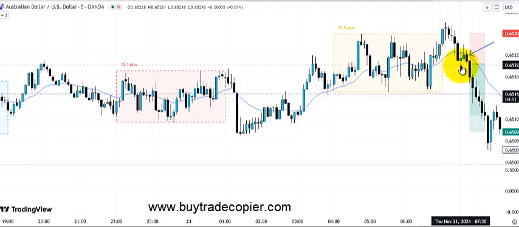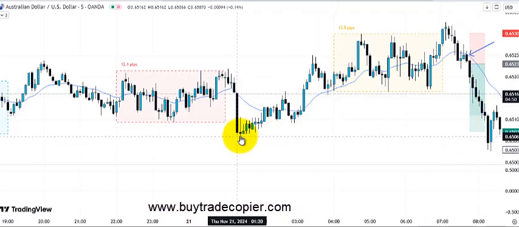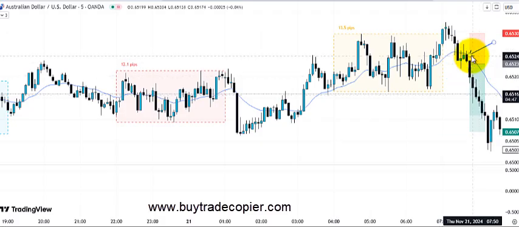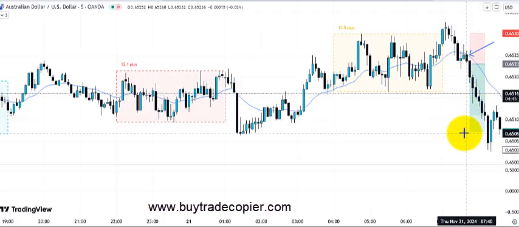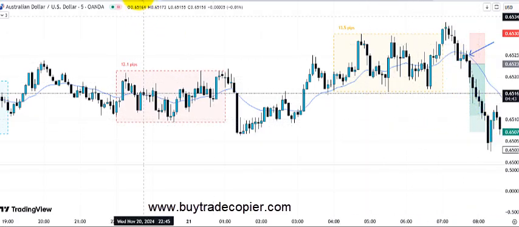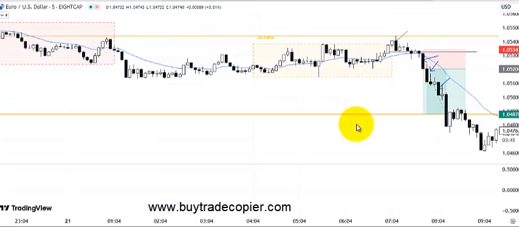But this was just trading it right back down to this level of support. This was during the overnight session. So all I was doing here was just trading it right down to support, and I was out of the trade on this one. The next trade here was on the euro dollar.